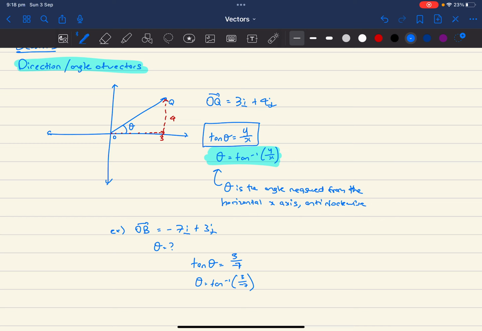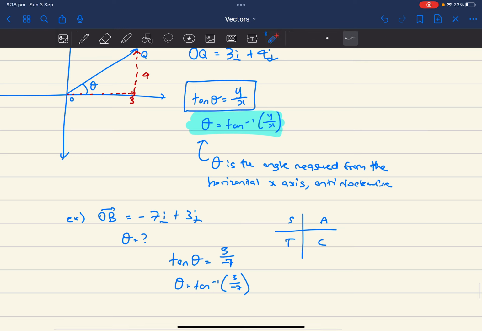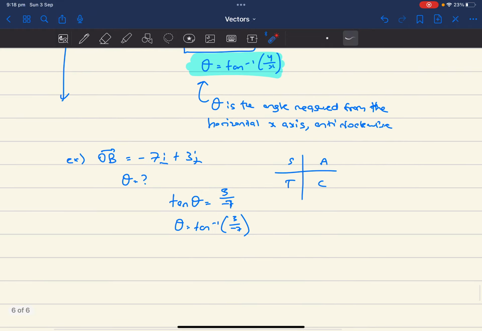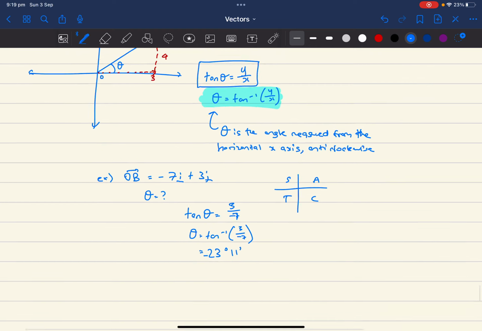Okay, so just remember for your HSC graph when you do this, right? When you actually put tan inverse of 3 over negative 7, you can see the angle that you get is negative 23 degrees 11, right?